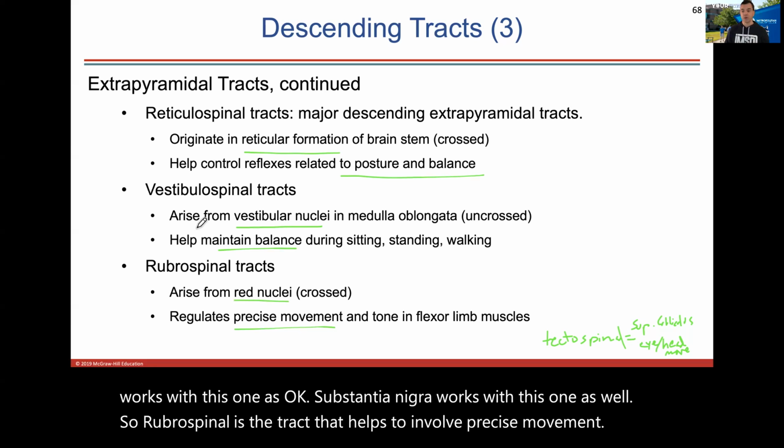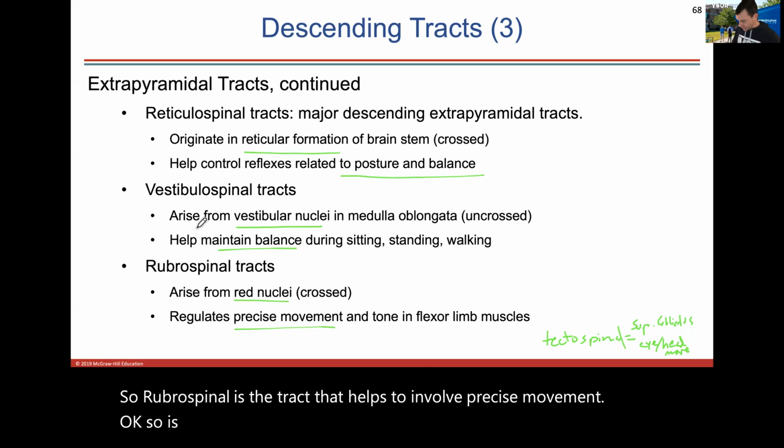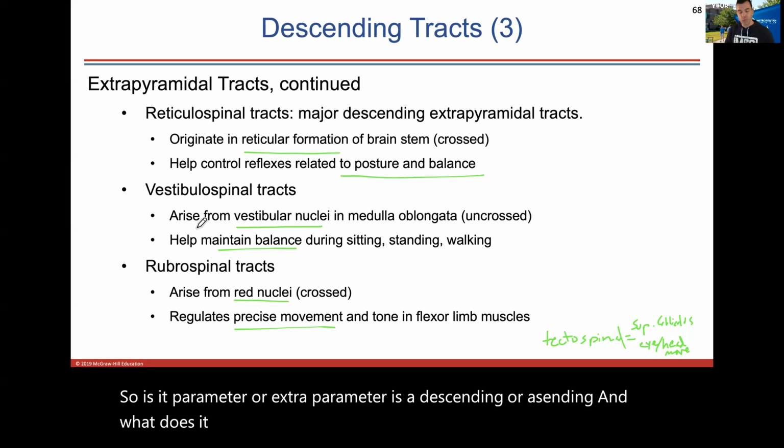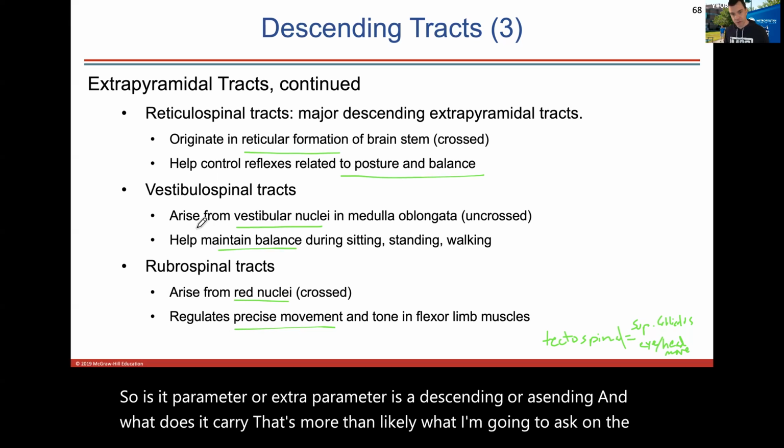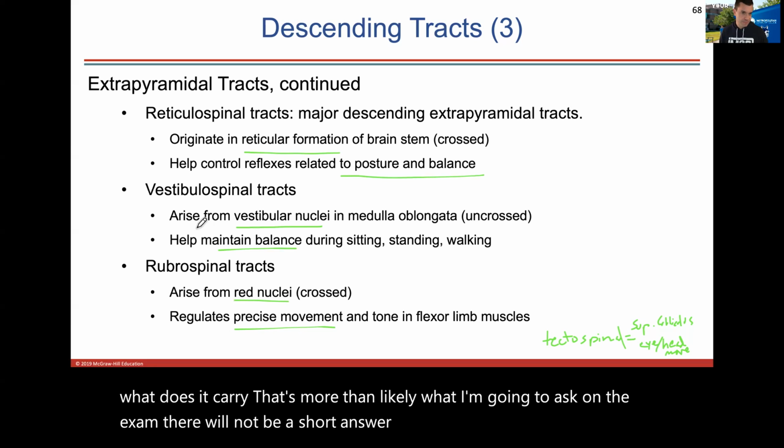Okay. So is it pyramidal or extrapyramidal? Is it descending or ascending? And what does it carry? That's more than likely what I'm going to ask on the exam. Okay. There will not be a short answer question based upon these guys or gals.